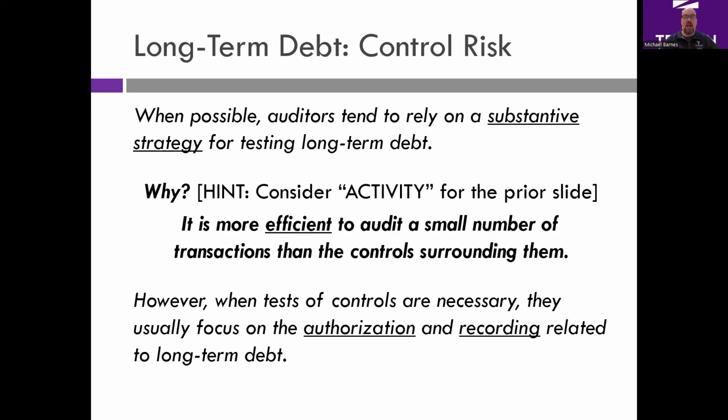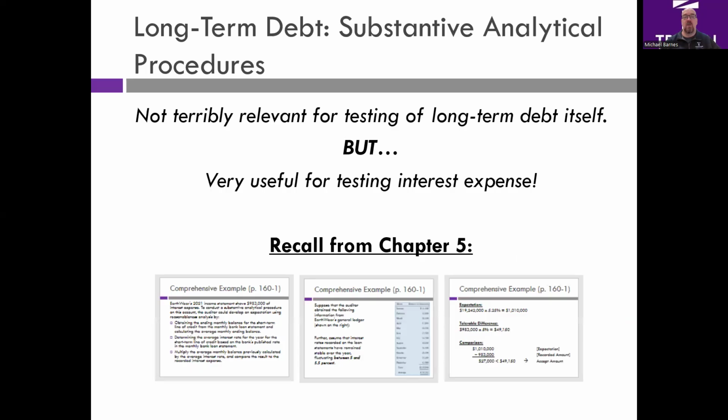All right. As far as substantive analytical procedures go, they're not terribly relevant for the testing of long-term debt itself, but very useful for testing of interest expense, which is something we've already done. If you recall from Chapter 5, we actually had slides on this that talked about the detailed testing. Remember, we talked about the line of credit that was at a bank and it was based on the monthly balance, and the monthly balance generated the interest expense. If we knew what the monthly balance was and the average rate of interest over the period, we could generate an expectation. And that's what we did. That's all there is to it. And that's what many organizations do when testing interest expense. They can do that for any expenses associated with debt or anything associated with the liabilities and equity side that has a predictable trend.